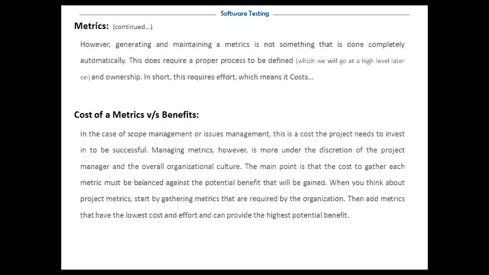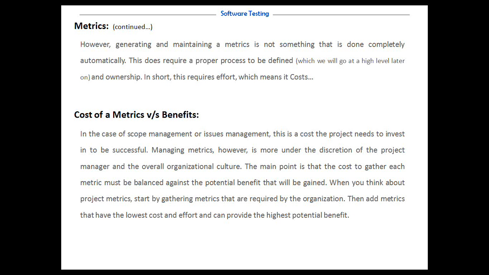Now, generating a metric is not something which is done completely automatically. There's a proper process defined which needs to be followed to generate a metric, and people are given ownership for the different areas within the metric. And in short, it requires time. When you say time in today's world, it means money. So before we actually go ahead and start implementing a set of metrics into our process, we need to find out whether it actually makes sense, looking at the cost of a metric versus the benefit of the metric.